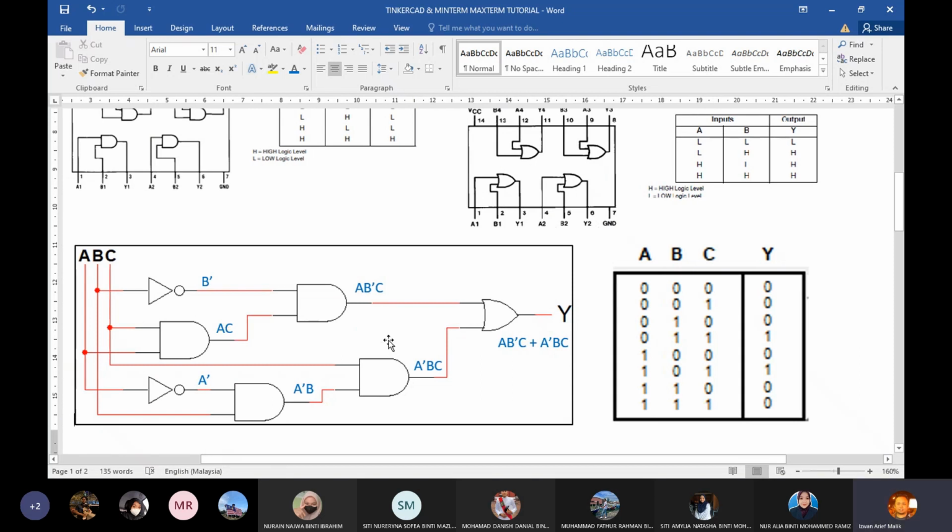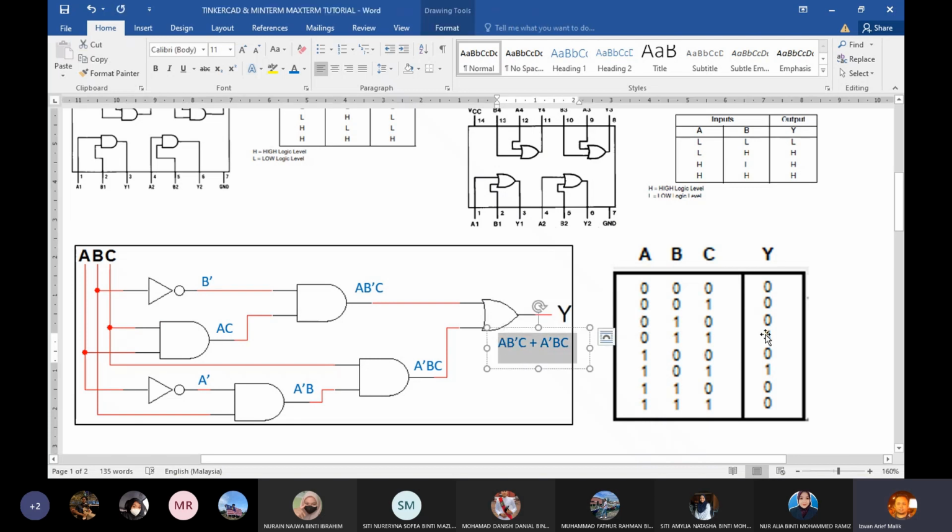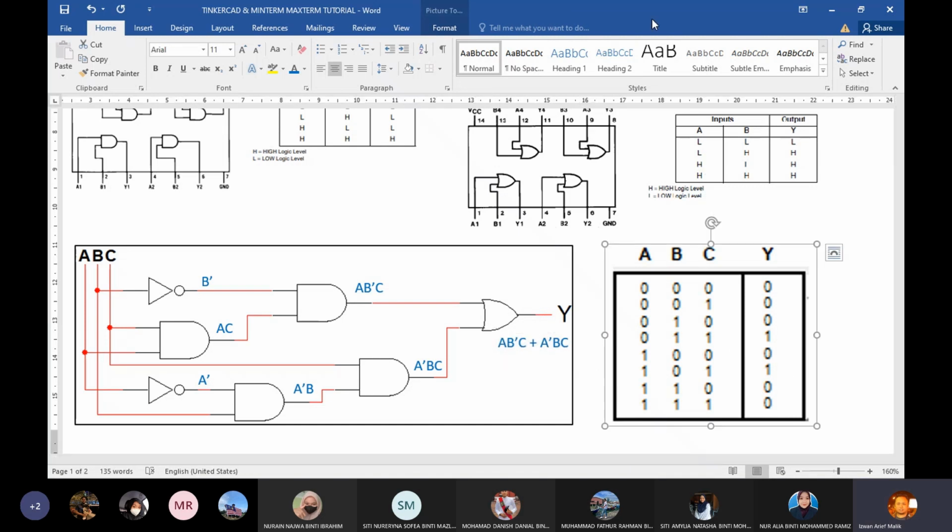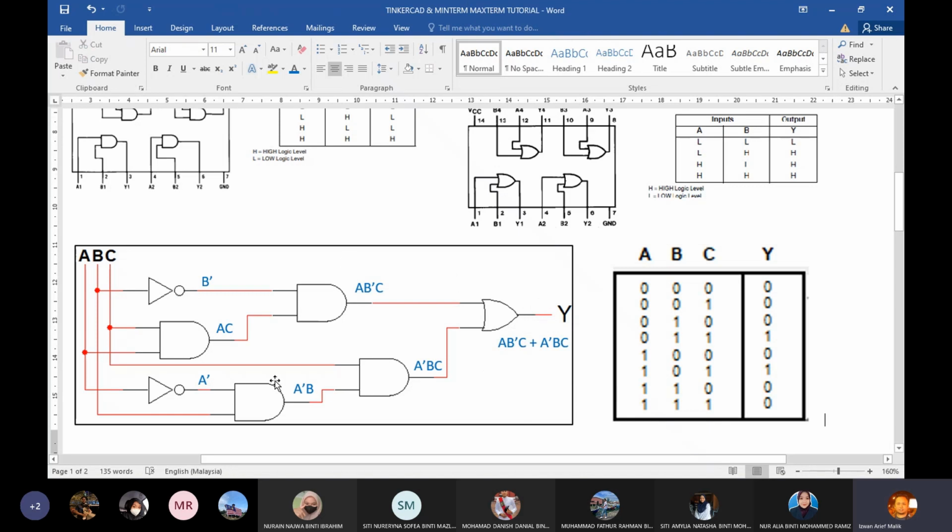So that is how you obtain your Boolean expression, which is Y equivalent to A, B bar C plus A bar B, C. And how you derive them to become this truth table. Whichever products available here, make them 1. Yang mana ada dekat dalam ni, jadikan dia 1. There you have your truth table. So now you construct this circuit on the Tinkercad and then test them by using these logic gates and this truth table.